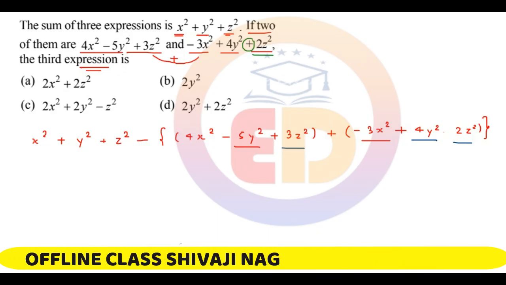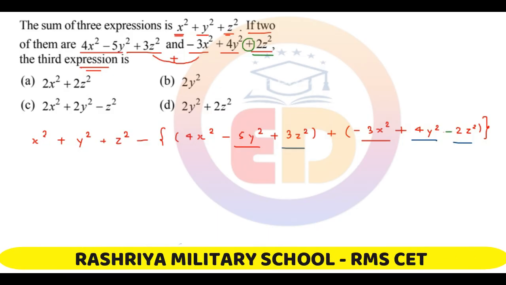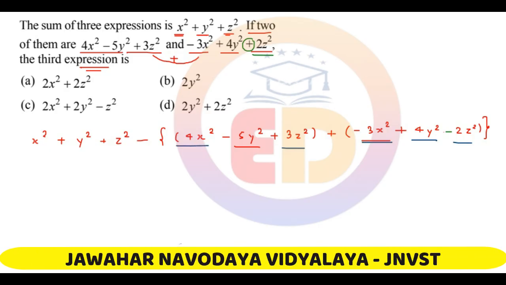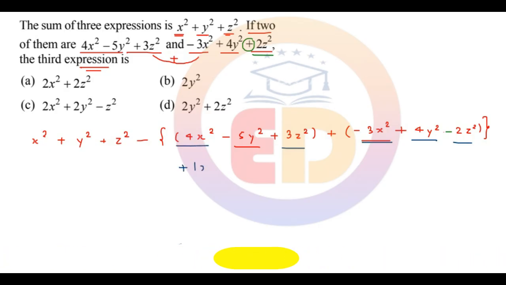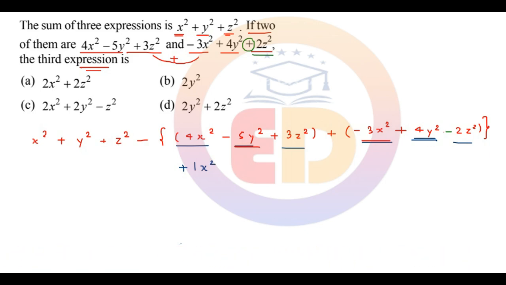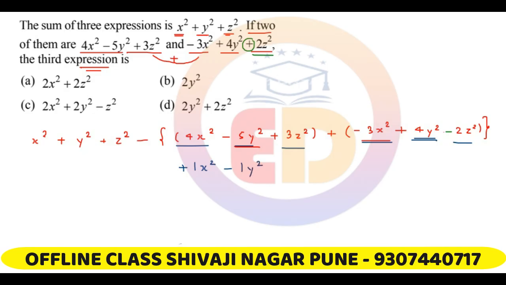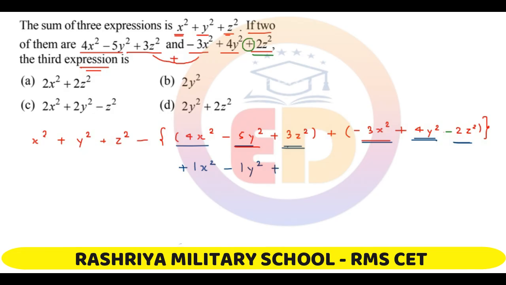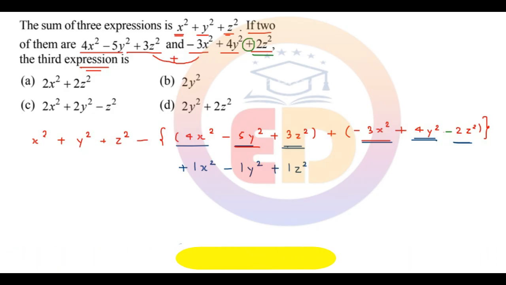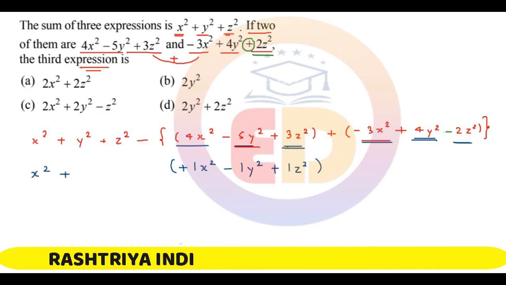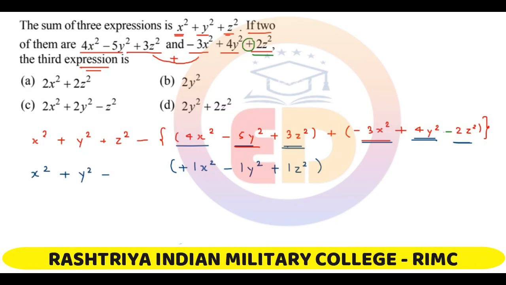Now I will change this term plus 2z square to minus 2z square. It will become plus 4x square minus 3x square, it is plus 1x square. Minus 5y square plus 4y square is minus 1y square. Plus 3z square minus 2z square is plus 1z square. And now we subtract this term from x square plus y square plus z square.